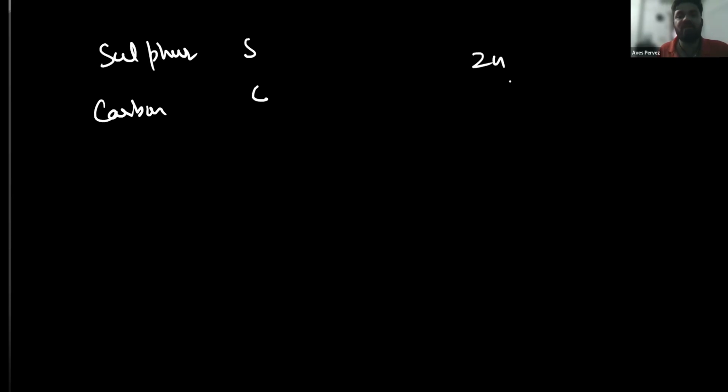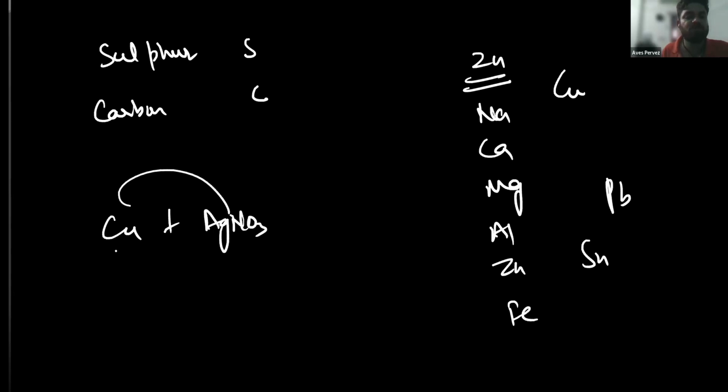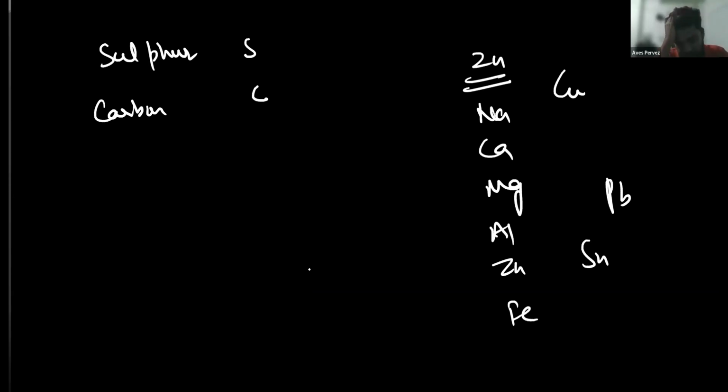Like if we have zinc reacting with hydrochloric acid, we will write zinc alone. Sodium, calcium, magnesium, aluminium, zinc, iron, tin, lead. These are all written in the single form. Copper: if copper reacts with silver nitrate, AgNO3, copper will be written like this. We don't write it as Cu2, like we write for the non-metals. Got it? Yes, sir.